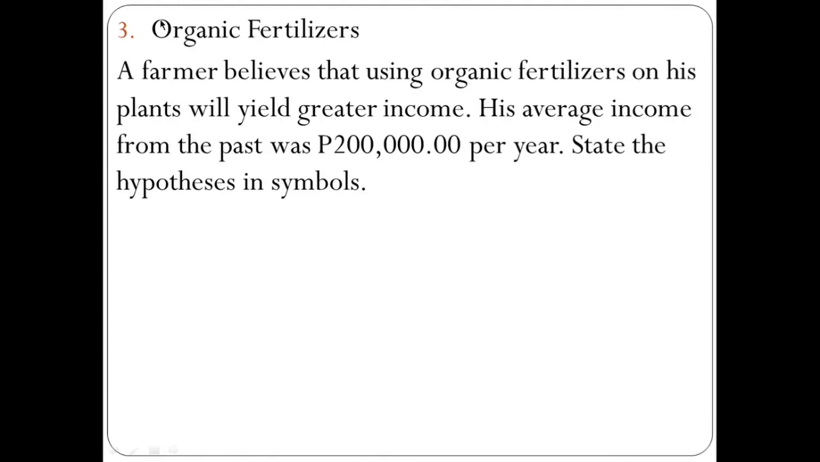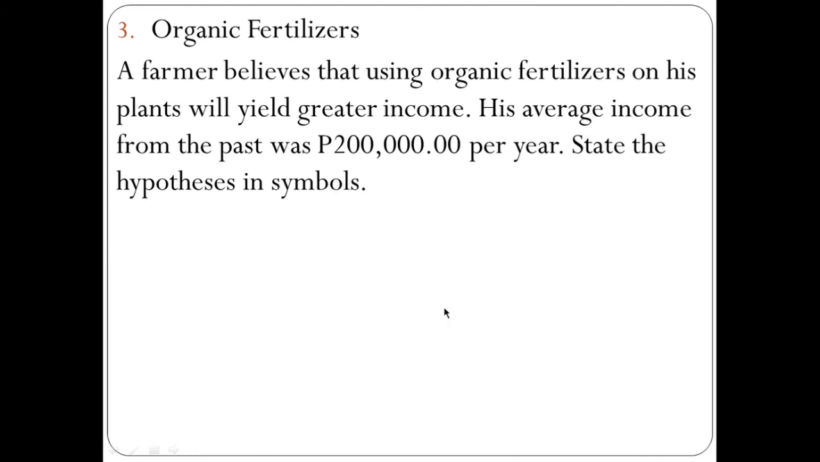Okay, so the problem is all about organic fertilizers. Okay, so number 3. A farmer believes that using organic fertilizers on the plants will yield greater income. Okay, so nabanggit dito class yung word na or yung symbol na greater. Okay, so his average income from the past was 200,000 pesos per year. So, state the hypothesis in symbols. So, wala naman dito na mention if null or alternative.